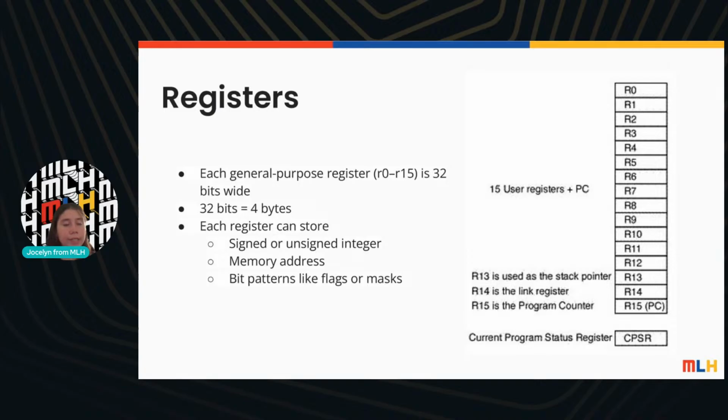And each register can store different things. It can store a memory address, so a memory that you want to keep. It can store an integer that has a sign or doesn't have a sign. You can also store different bit patterns like flags or masks, which is basically what we saw earlier. So in here, we have general purpose registers, which are the ones that don't have a special role. But then register 13 is used as a stack pointer, register 14 is the link register, and register 15 is the program counter. And then we have another special register in here that I'm not going to explain.